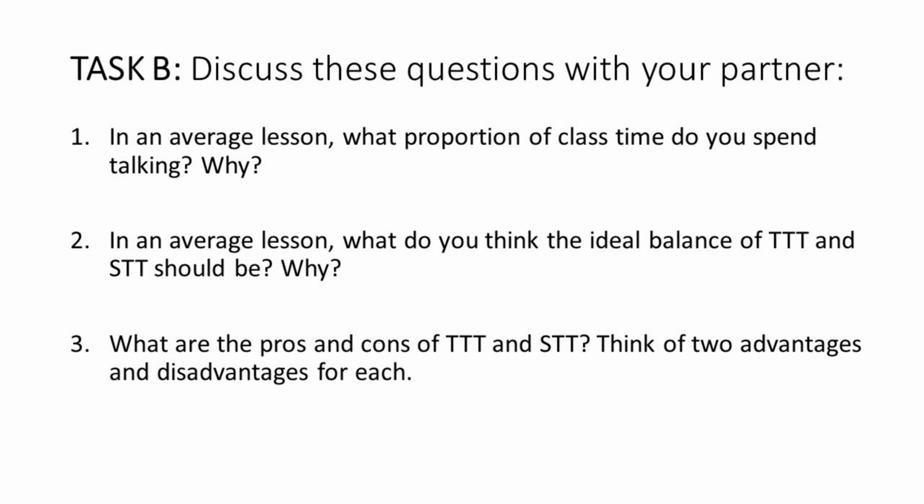Now, there's an interactive task next, task B. Discuss these questions with a partner, or if you're alone you could always write them down somewhere. Question 1. In an average lesson, what proportion of class time do you spend talking and why? Question 2. In an average lesson, what do you think the ideal balance of TTT and STT should be? For example, should it be 50-50, 30-70, 80-20, and why? And thirdly, what are the pros and cons of TTT and STT? And think of two advantages and disadvantages for each.